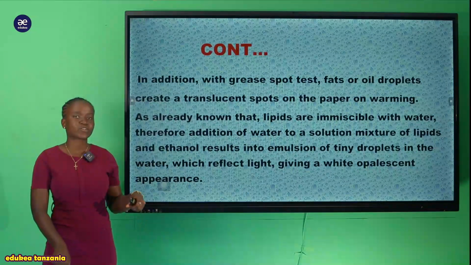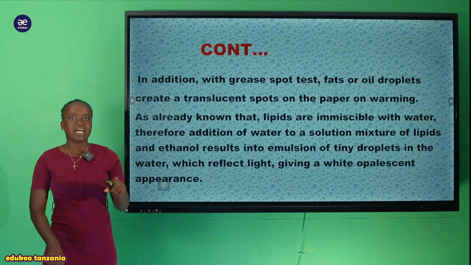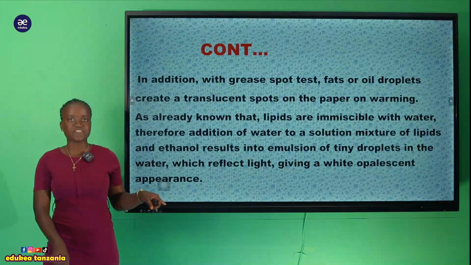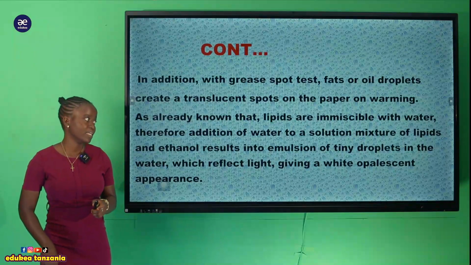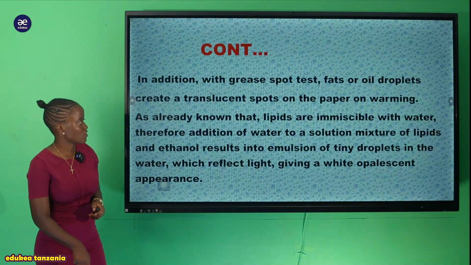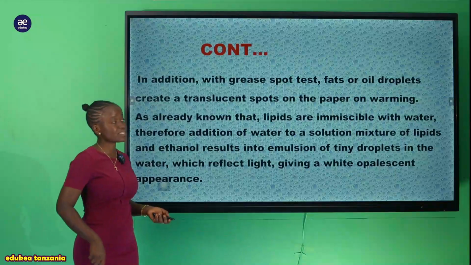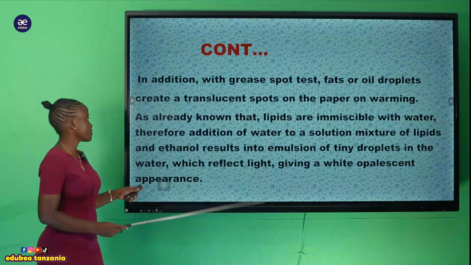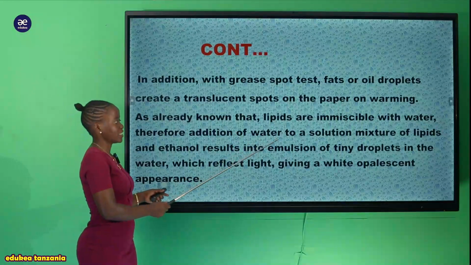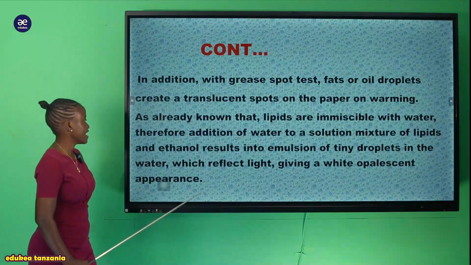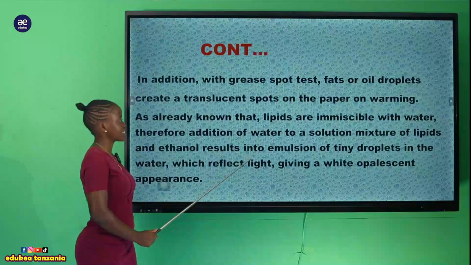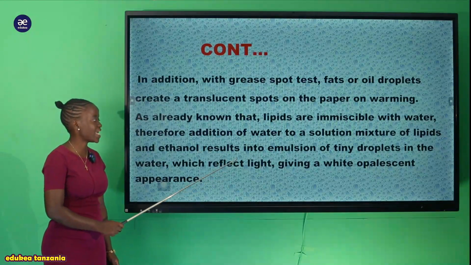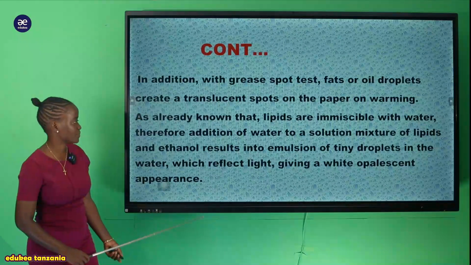So you should have a translucent or transparent layer or transparent paper, which will be used now to test if there is a presence of the lipid. Since the lipid is immiscible in water, meaning that it cannot dissolve within the water, you will see that with the addition of water to a solution mixture of a lipid and ethanol, it results in an emulsion of tiny droplets which reflect light, giving a white appearance.